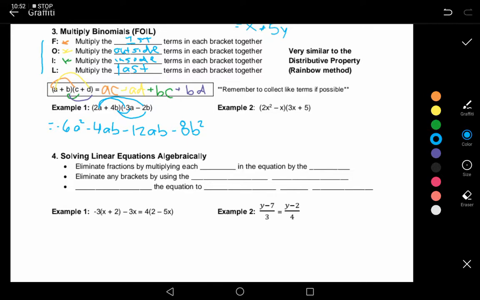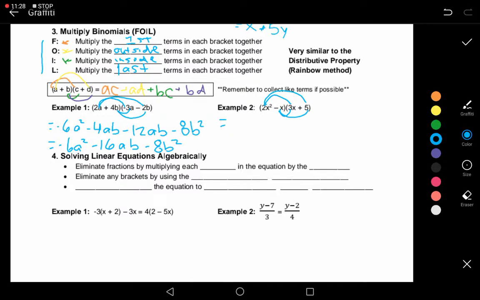And we can see that we do actually have like terms here, so we can simplify this one step further. So negative 6a squared. Negative 4 minus 12 is going to give me negative 16ab minus 8b squared. Okay, and then again, that's fully simplified because we no longer have any like terms there. Okay, we'll do one more example here. So again, the order you use is up to you, as long as you remember to multiply all terms together.